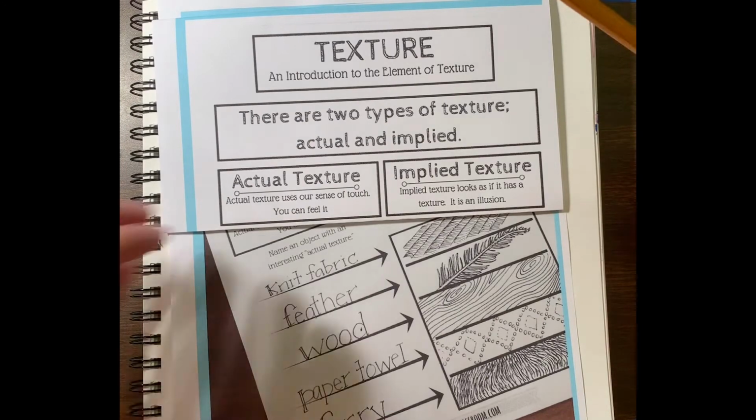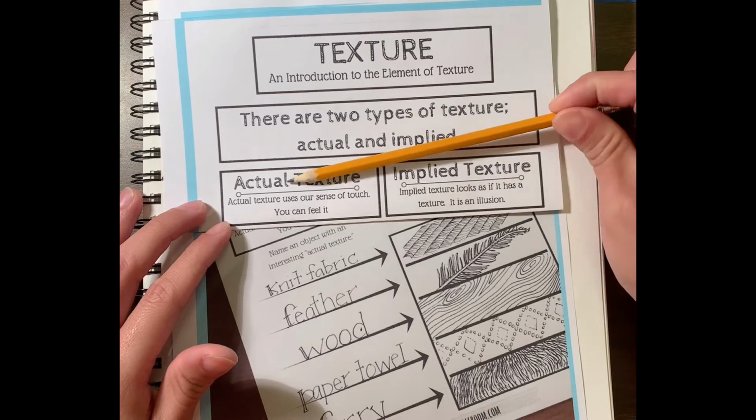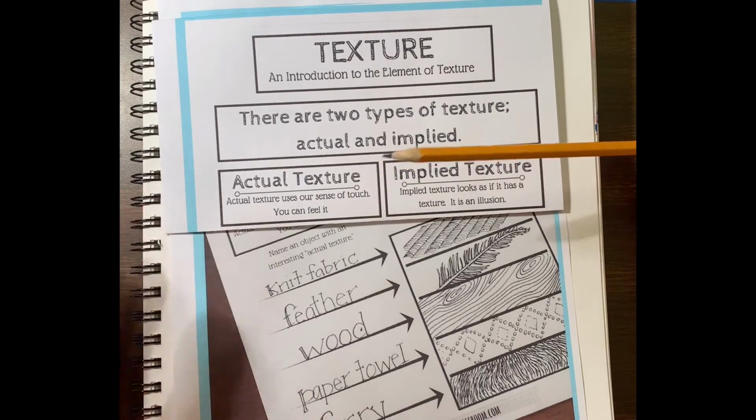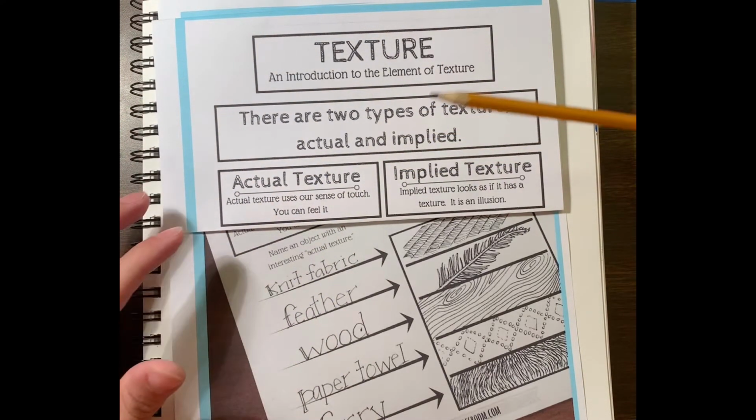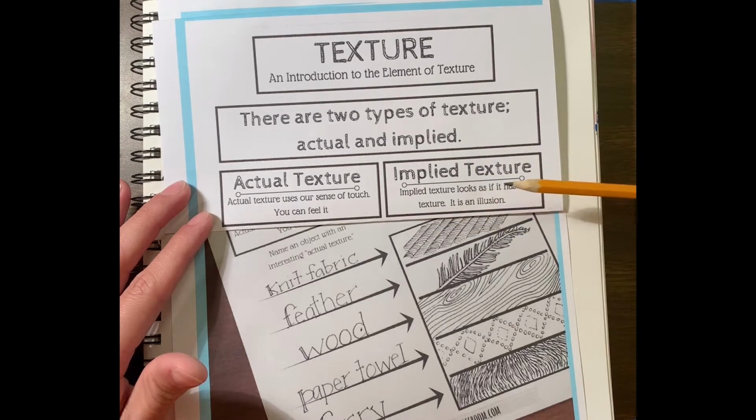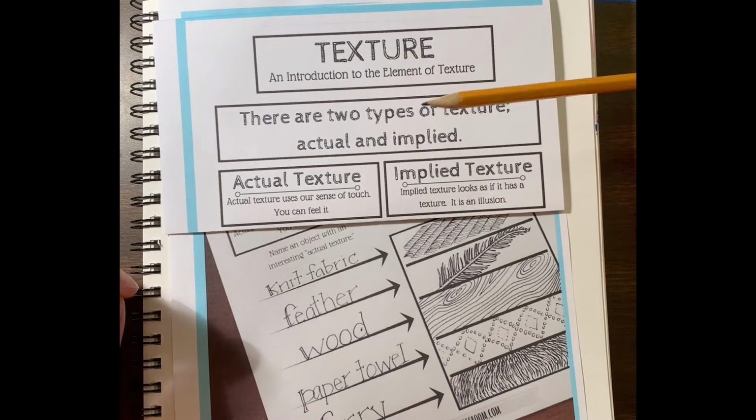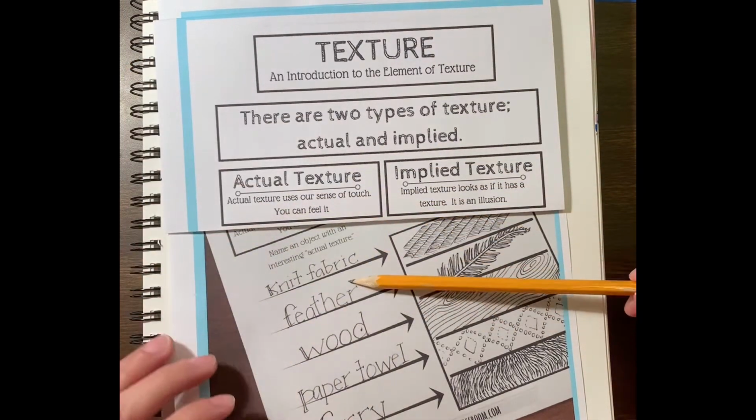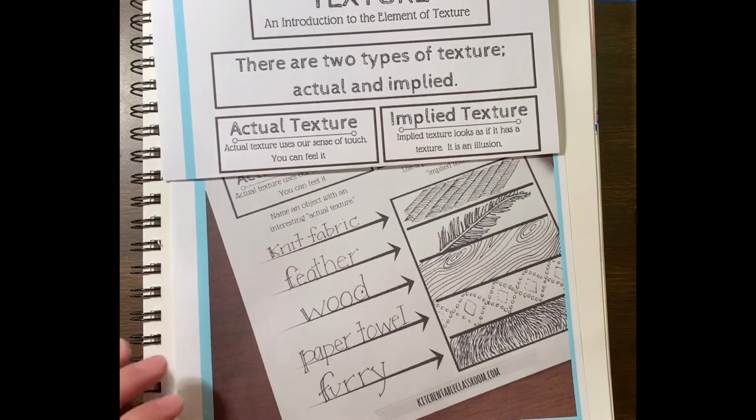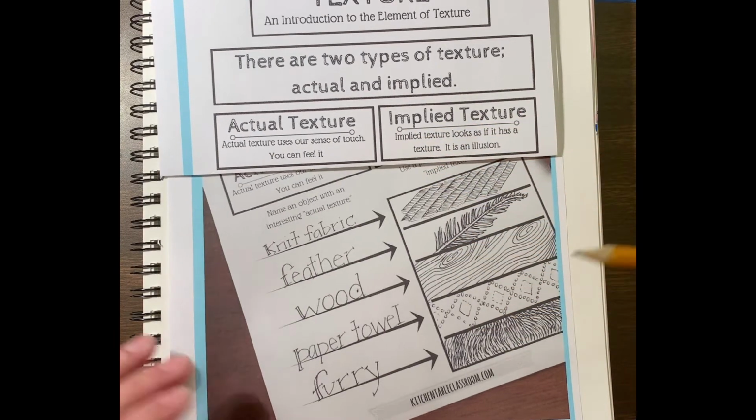There are 2 types of texture, actual and implied. Actual texture uses the sense of touch and you can feel it. So the actual texture is what you can actually see and touch. Implied texture looks as if the texture is an illusion, meaning that, wow, that looks so cool. You know that it looks like fur, a feather, a piece of wood, paper towel, just like the examples on here. So we're going to be trying to do some implied texture in our drawing today.